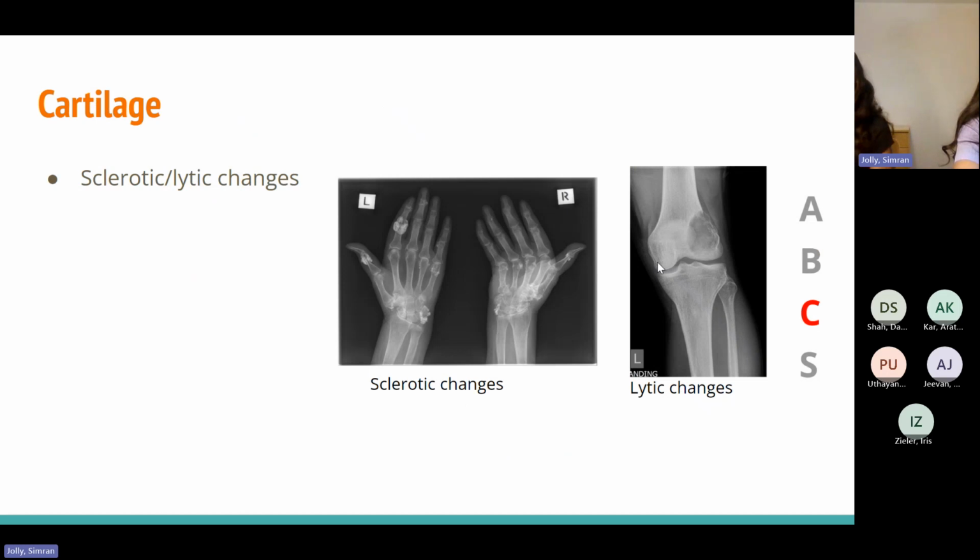Okay, and the last one, for C, is cartilage. So sclerotic and lytic changes, and this is important for any rheumatological conditions like osteoarthritis or rheumatoid arthritis. Sclerotic changes basically means that there's an increased density in the bone. So you can see that in here, it just looks a little bit whiter. And lytic changes is more destruction of the bone. So here, it looks less dense.